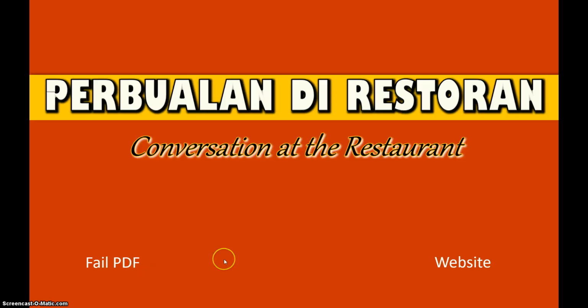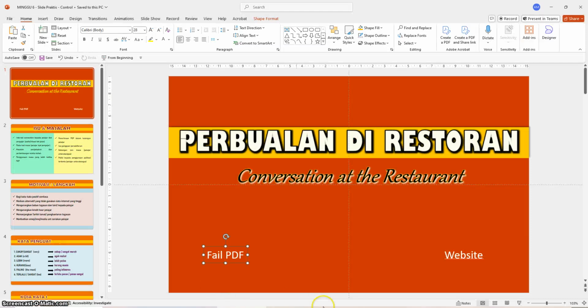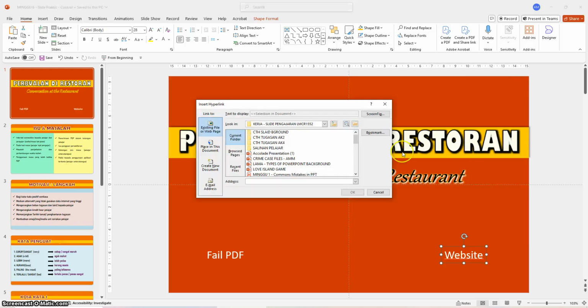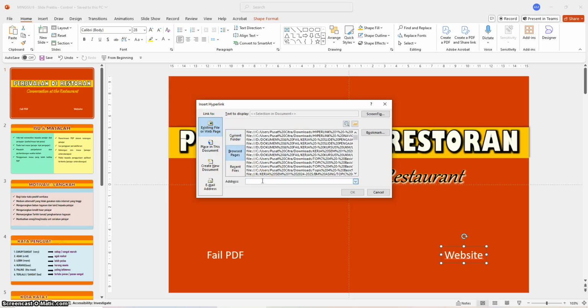So this is how you can attach your PDF file. Now I'm going to show you the website version. If I click the website, I click the link, I go to link, I open the insert hyperlink, go to existing file or web page, and this time I go to browse pages. Can you see the address here? Yes. In this address, you can copy and paste the address, or I will just type it manually, www.google.com. Okay, I will click OK.